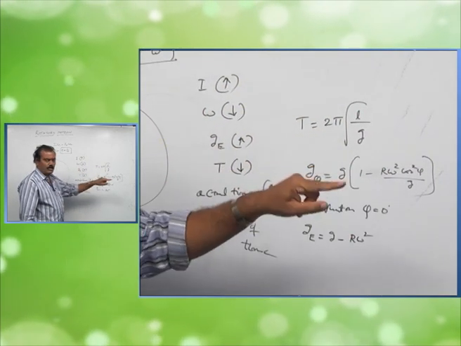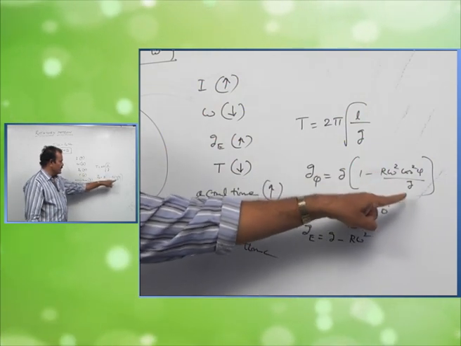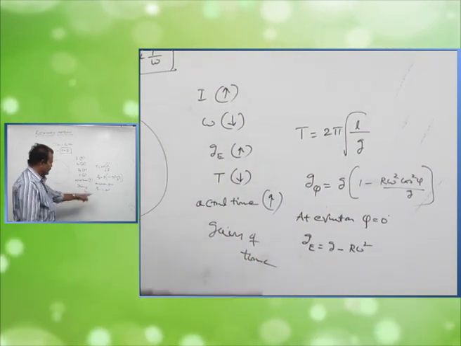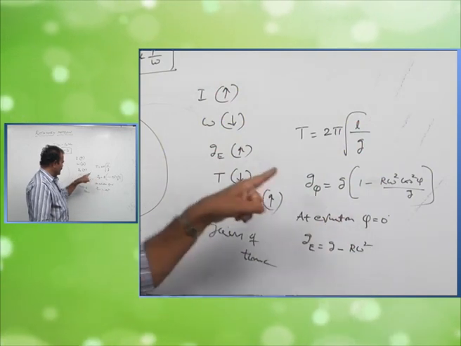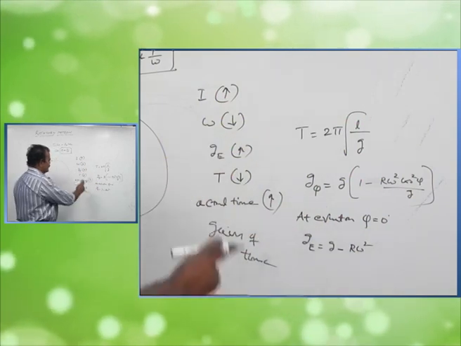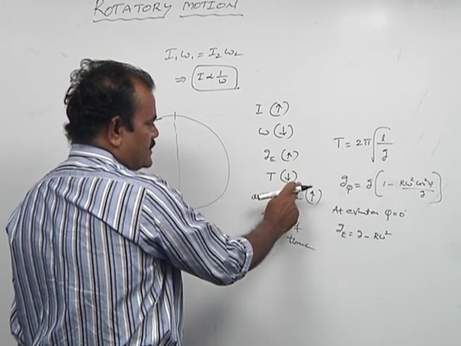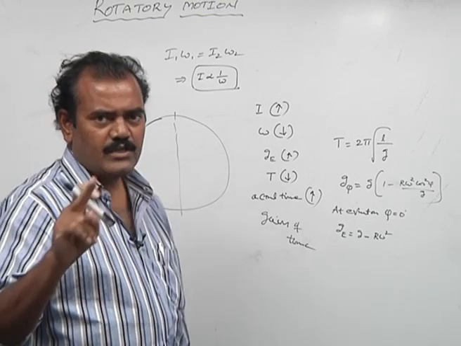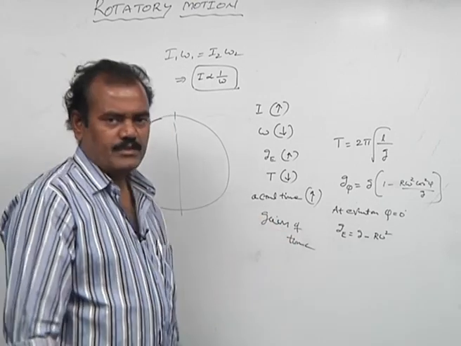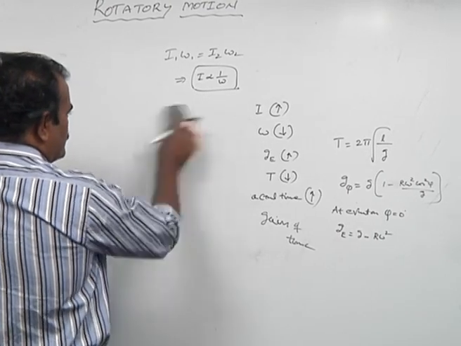To know how it is affected, g phi is equal to small g into 1 minus r omega square cos square phi by g. At the equator, phi is equal to 0, that is the latitude value is 0. Therefore g E is equal to small g minus r omega square. When omega decreases, then g E increases. Then the time period decreases according to this formula. The time period and the actual time shown by the pendulum clock are opposite to each other. Because of that, it is a gain of time. Now, these are some of the applications based on conservation of angular momentum.